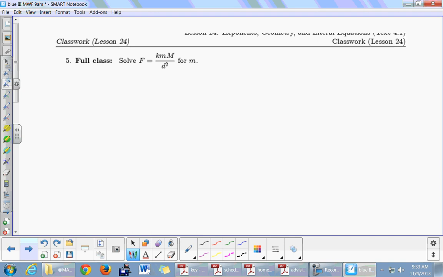Okay, what we're going to do is solve this equation for m. Now we have lots of experience this semester solving equations, but I think that in every equation I've asked you to solve, there has been only one letter. This equation has many letters in it, and this is called a literal equation. The word literal has to do with letters, and that's why it's called a literal equation. It's an equation with lots of letters in it. And we're going to solve this thing for m.